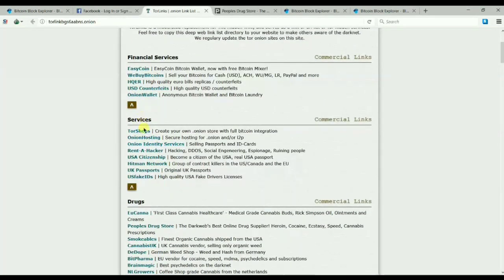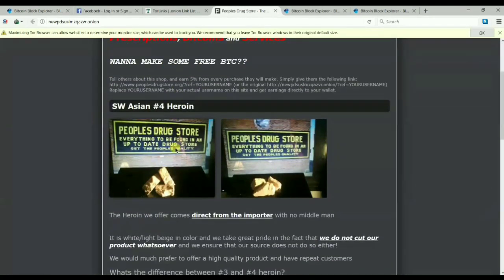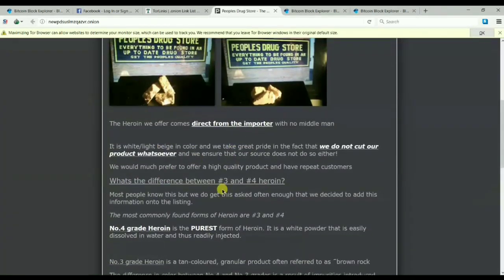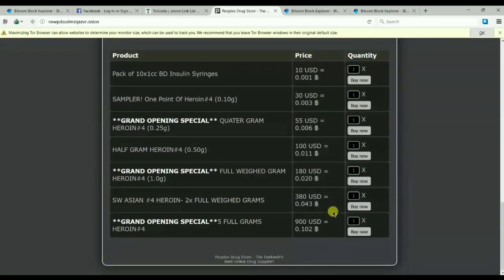Well, Tor Links has lots of websites mentioned under different categories like financial services, drugs and whatnot. Now take a look at this website. It's selling all kinds of drugs. And they have also listed their price here.